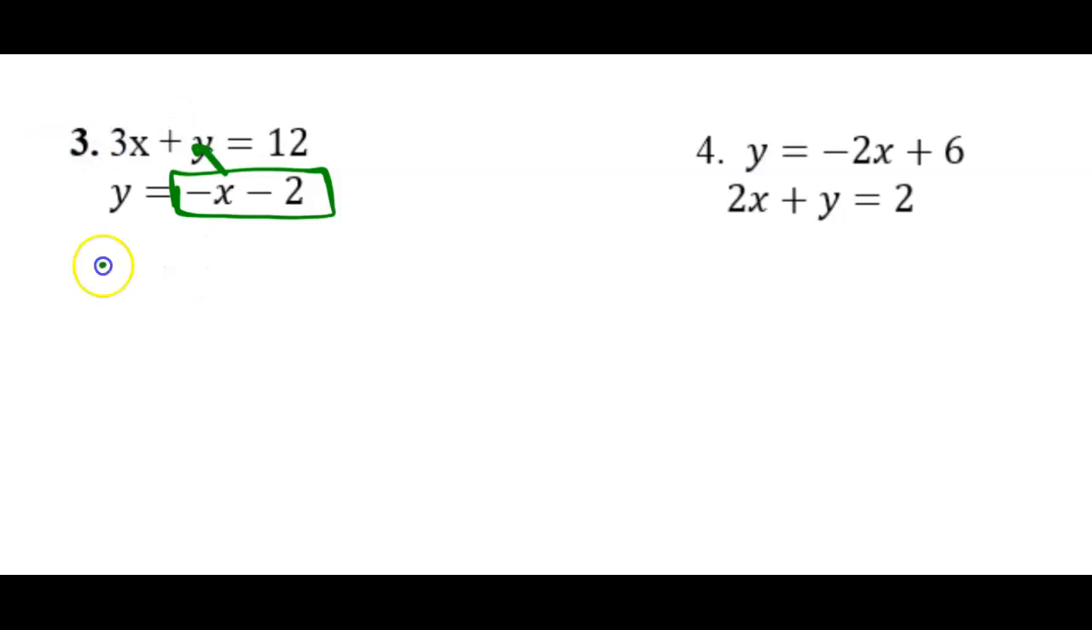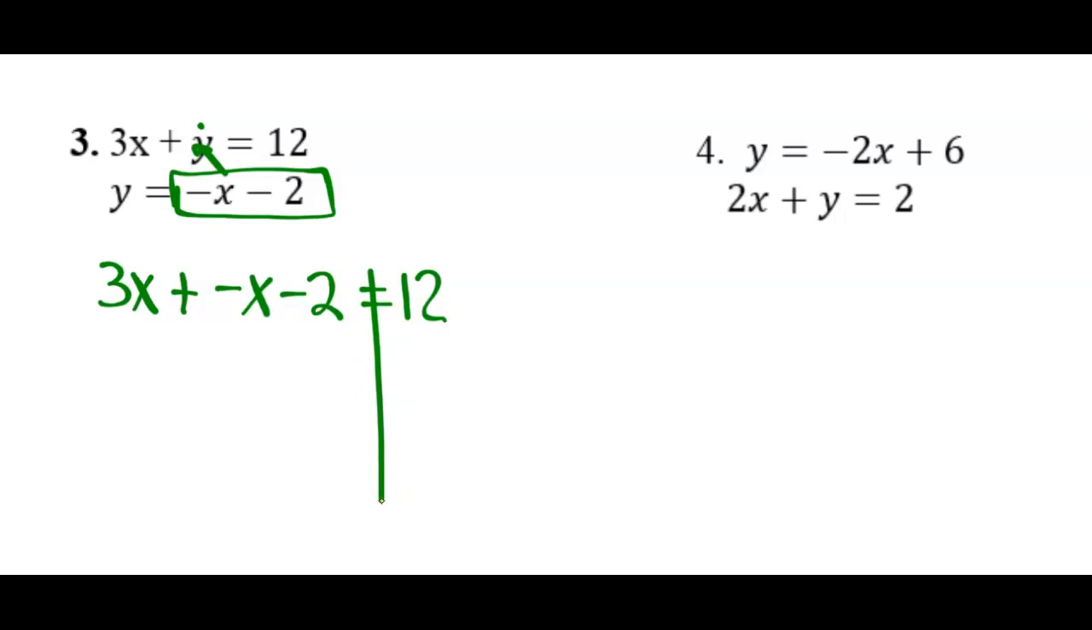So I'm going to bring down my 3x. I want you to put your plus sign. Then I want you to write negative x minus 2, that replaces the y, equals 12. That's it. That's all I want you to do. Now let's do some math.